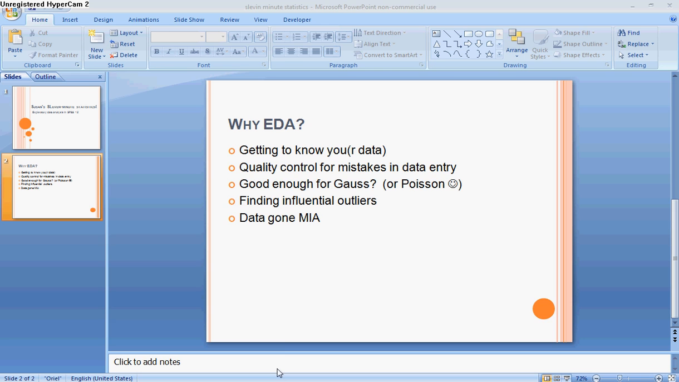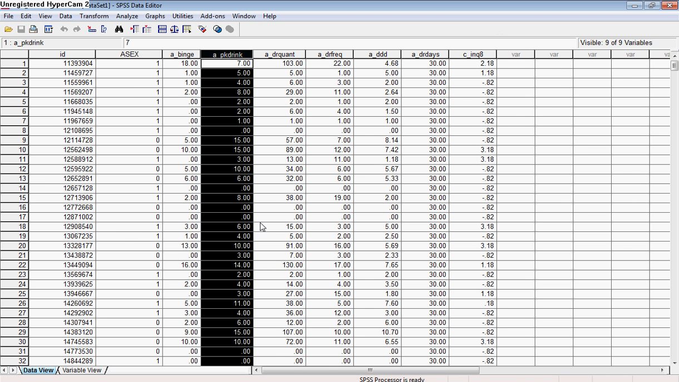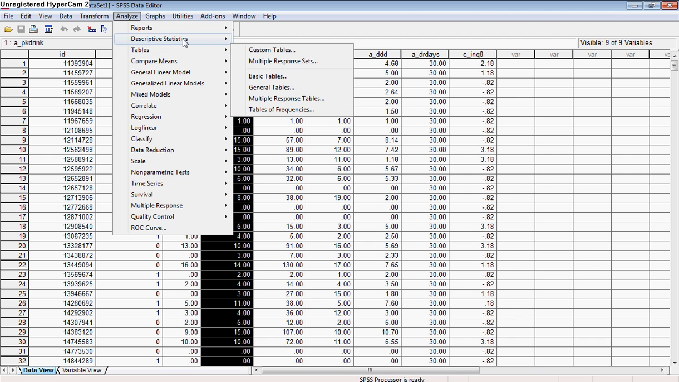I have my SPSS data file here, and today I'm going to be looking at peak drinks, which was collected in the context of an online survey of 837 college students. We asked them to report the number of drinks they consumed on their heaviest drinking occasion in the past 30 days. So let's go ahead and go into Analyze and start this analysis.